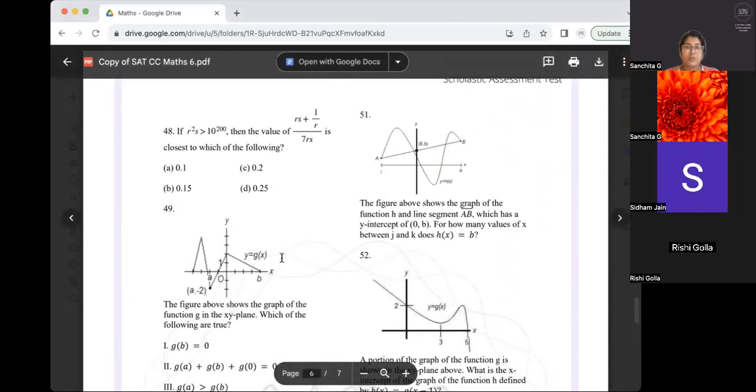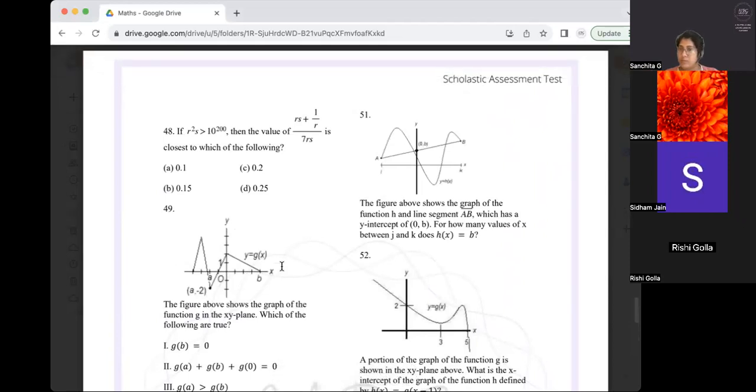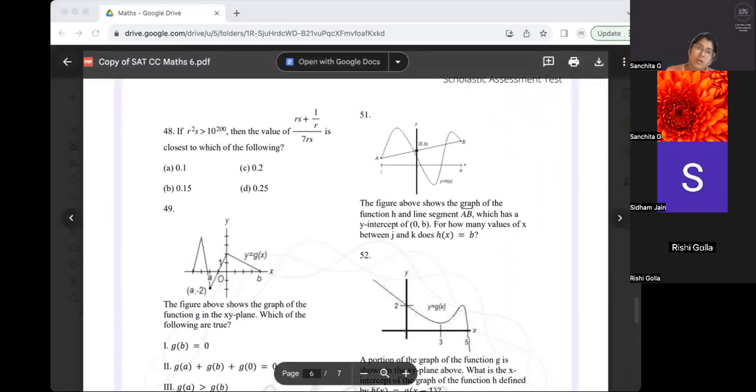We have taken 48, 49, 50, 51. 51 was the last, right? Even I got 2, ma'am. Okay. How did you get 2? Ma'am, there are 2 points that go on JK. Okay. So I have 0, comma B, right?